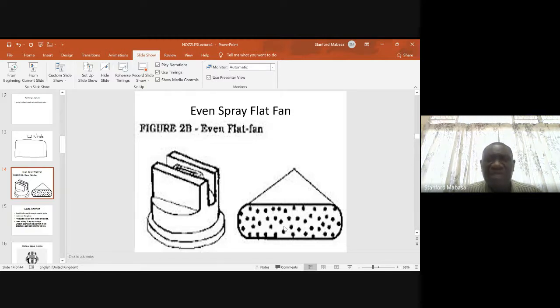So remember the three nozzles. Number one, the flood jet nozzle. Then number two, the flat fan nozzle. And number three, the even flat fan or even spray flat fan.